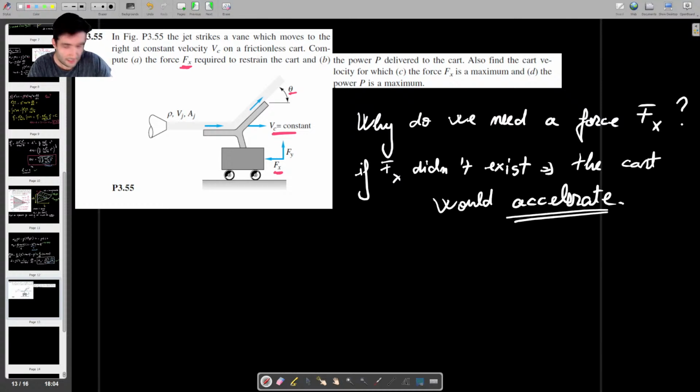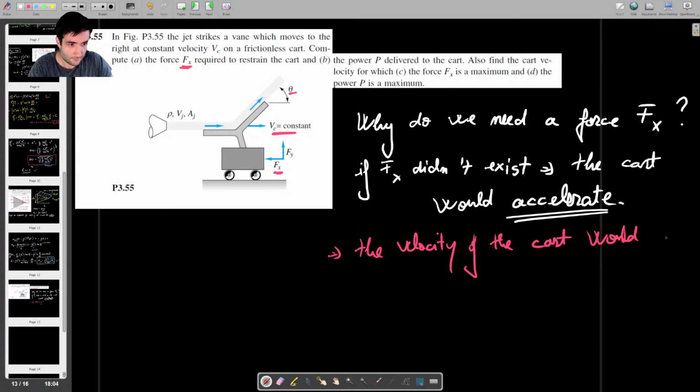And the issue with that is that if the cart accelerates, the velocity of the cart would change, right? So the velocity of the cart would change and it wouldn't be constant, but we know it's constant, therefore we must have a force to have that acceleration as zero. So this is pretty much what's happening. That's the logic behind everything.